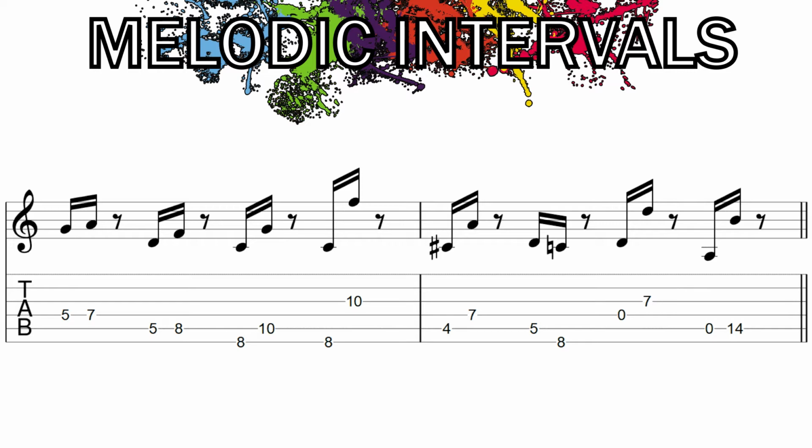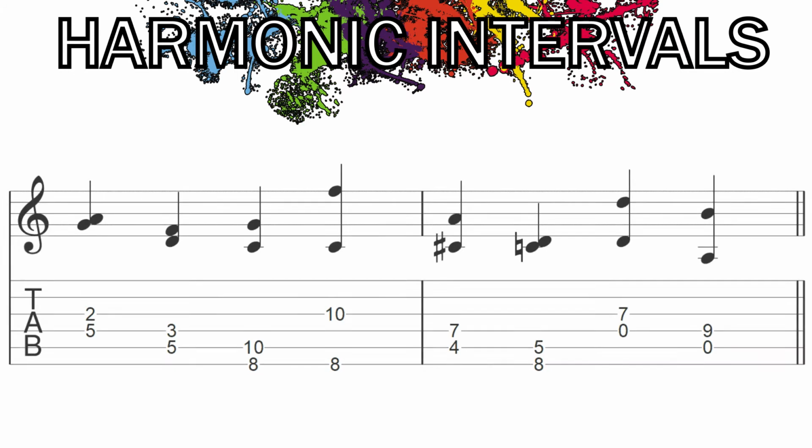The other way we can play intervals is by playing both notes at the same time. We call this harmonic intervals. Here are a few examples of harmonic intervals. As you can hear, they all sound different. Any two notes played together is a harmonic interval. You might even think of what you heard as chords.